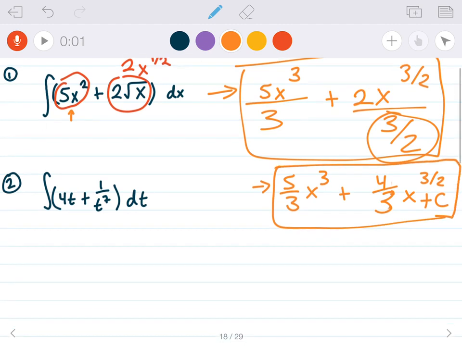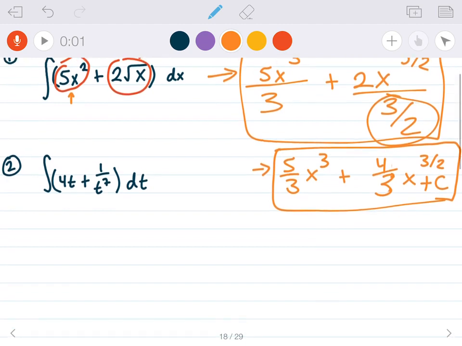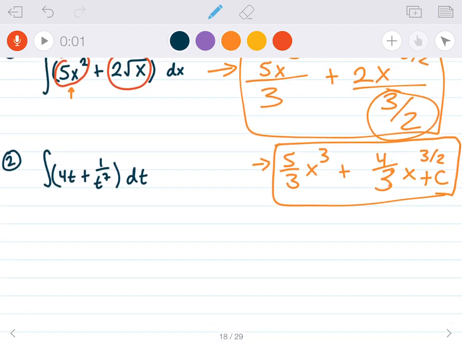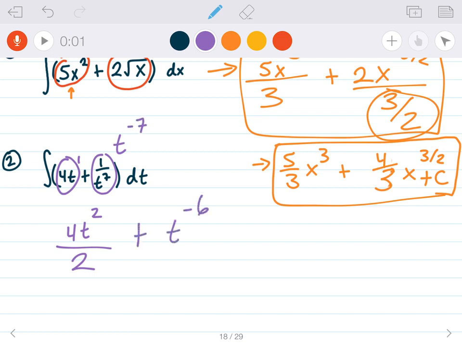All right, let's do the next one. So our independent variable appears to be t. So this is understood to be the first power. So what do we have? We have 4t to the 2. We add 1, divide by what we get when we do that, which is 2. This guy I'm going to rewrite first as t to the negative 7. So when I add 1 to t to the negative 7, I get t to the negative 6 all over negative 6. Okay.